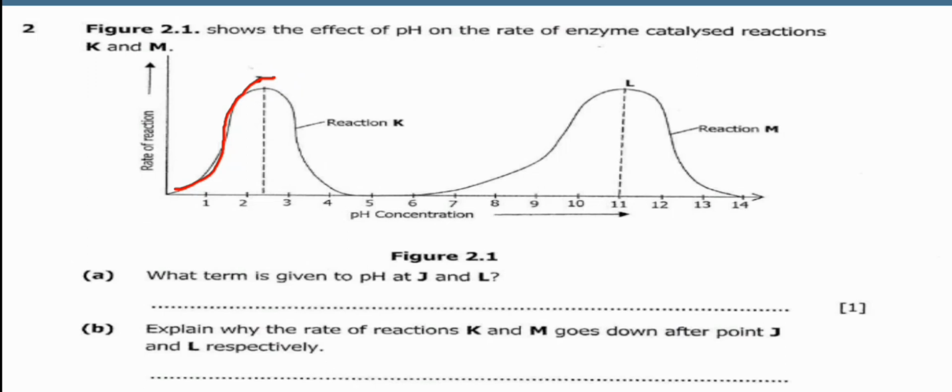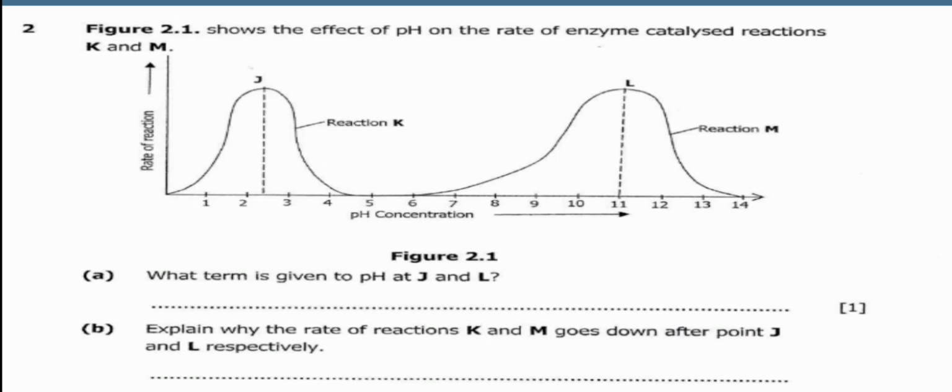somewhere there like 2.5. Now beyond 2.5, the graph becomes narrower. We need to know the reason why the graph is becoming narrower here. Remember, here we are talking about the pH concentration. As the pH increases, the rate of enzyme activity also increases. Then there will be a point where the enzyme works at its best, and that point we call the optimum pH.